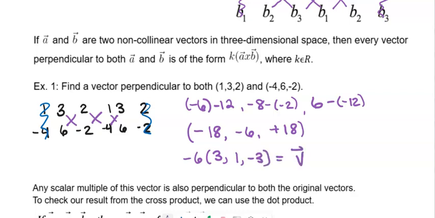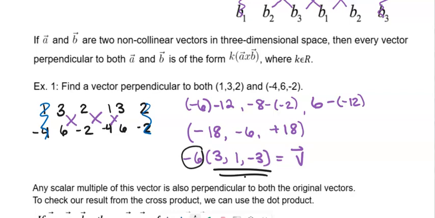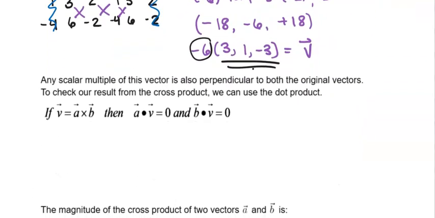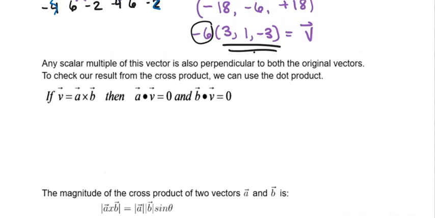And this vector, with any value of k here, will be perpendicular to these two vectors. Okay, so if A cross B is V, then A dot V equals 0 and B dot V equals 0, because whenever we take the dot product, we're going to get 0 if those two vectors are perpendicular to each other. So we're going to check our resulting vector to make sure that's true.